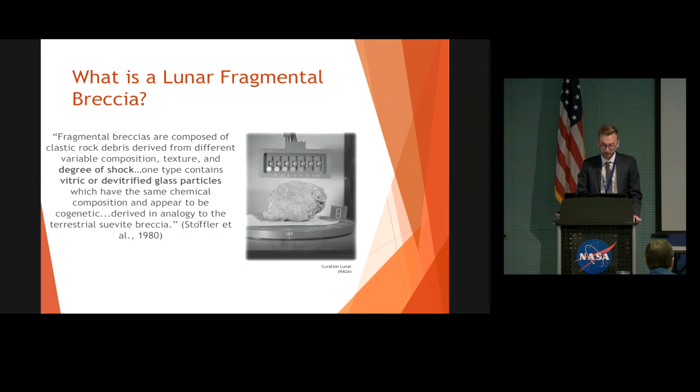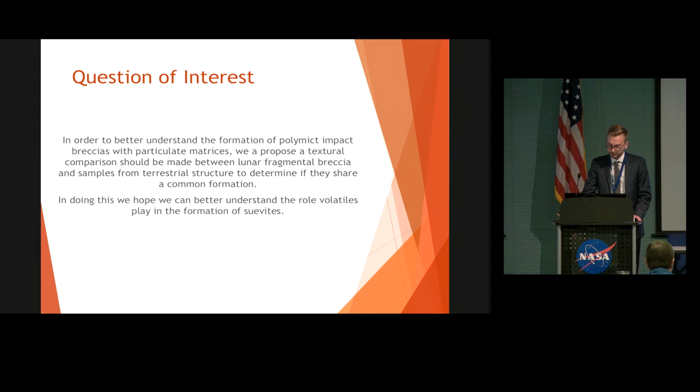That being said, within the lunar community, we really see it appear in the definition for a fragmental breccia, where a designated type of rock with vitric or devitrified glass, if it is cogenetic, would be analogous to the suevite. And so what we hope to do by studying these impactites with melt is to understand what the connection is between the lunar fragmental breccias and the impactites that we see on Earth. In doing so, we hope to better understand suevite formation as well as impact breccias and the role of volatiles and melt production in the formation of these rocks on different planetary bodies.